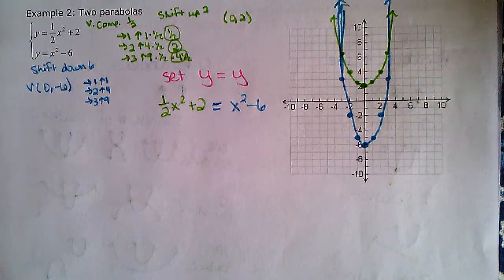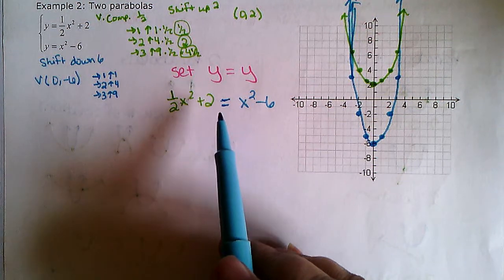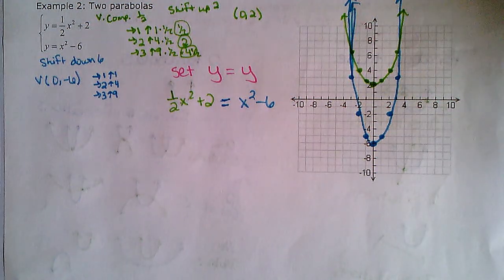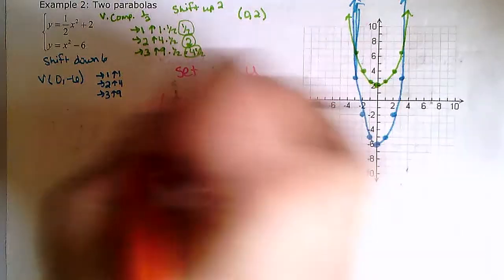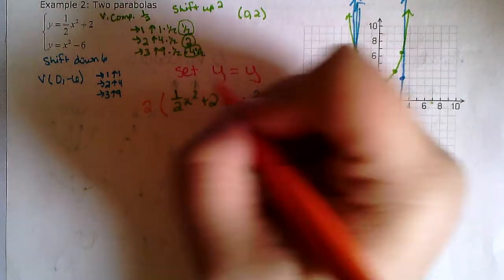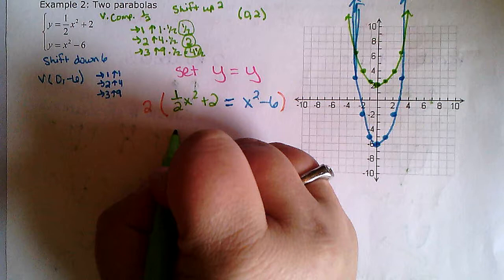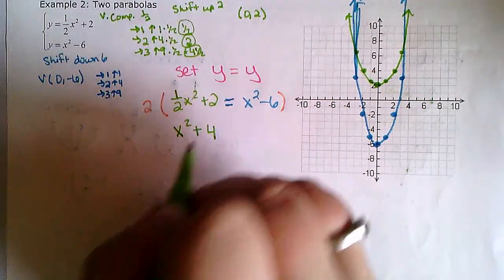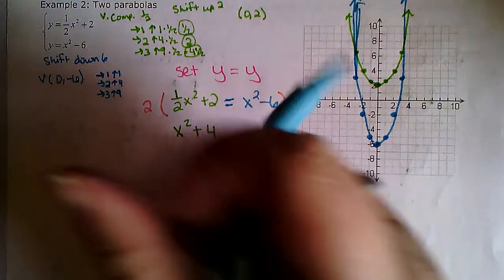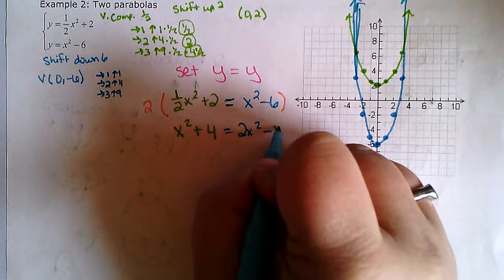Okay. And I just don't want to deal with fractions. Does anybody want to deal with fractions? So let's get rid of those fractions. The way we get rid of fractions is we multiply by the denominator. So I'm going to multiply everything here by 2. So 1/2 times 2 is going to be x squared. 2 times 2 is going to be 4. And then on this side, I'm going to have 2x squared minus 12.